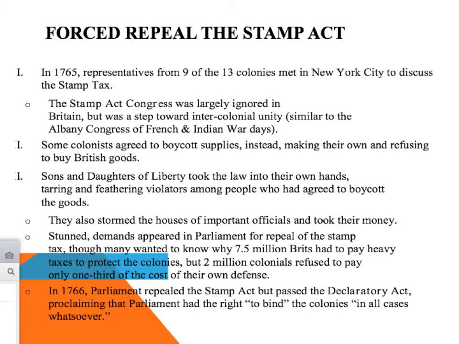And basically to voice their opinion against this, they formed the Stamp Act Congress. It's largely ignored, but it is a step towards that unity and showing protest. Eventually in 1766, though, the Stamp Act is repealed, but they do pass the Declaratory Act, which basically shows that they have the power to bind the colonies and that they will treat the colonies just like any other British subject so that they can enforce things.